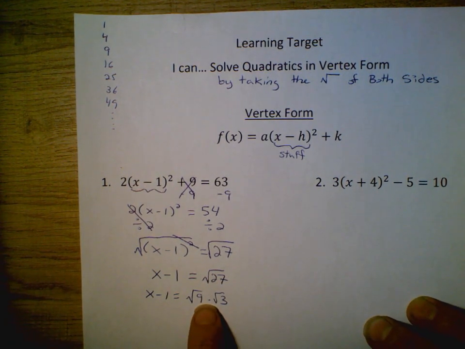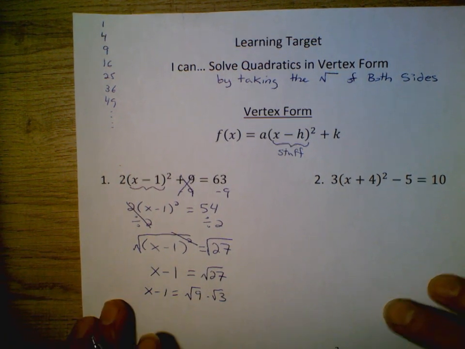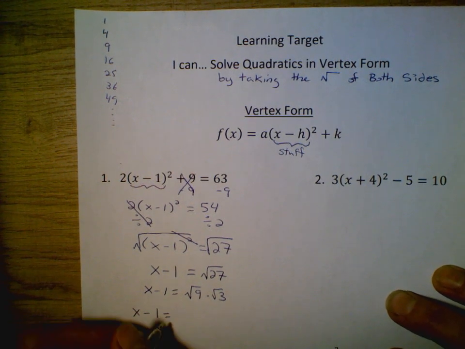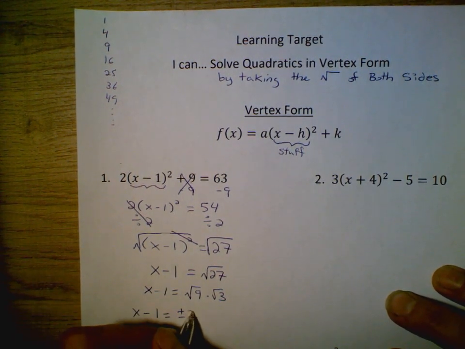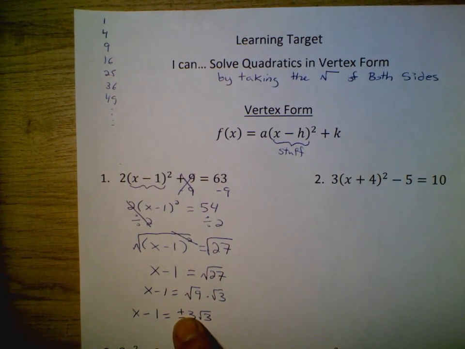And then when you think to yourself, what number squared gives me 9? Well, that's just 3, right? So I get x minus 1 equals plus or minus 3 times the square root of 3. Now, I'm going to talk about why I wrote plus or minus for a second. The reason is that if you take 3 and multiply it by itself, 3 times 3 gives me 9. And if I take negative 3 times negative 3, that will give me 9 as well. So because both the positive and negative work, I need to include both. So I have a plus or minus on that answer.